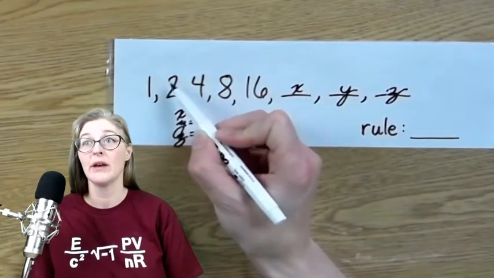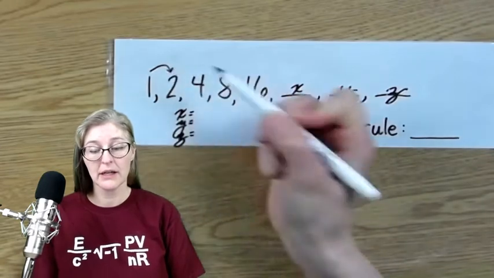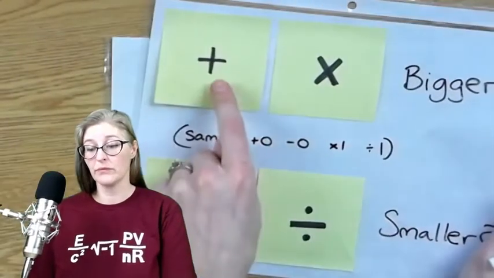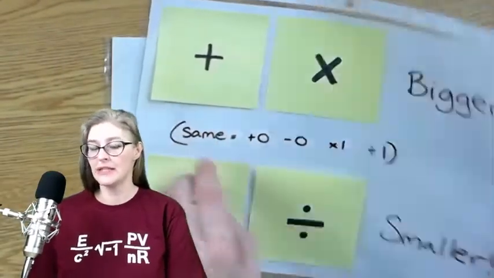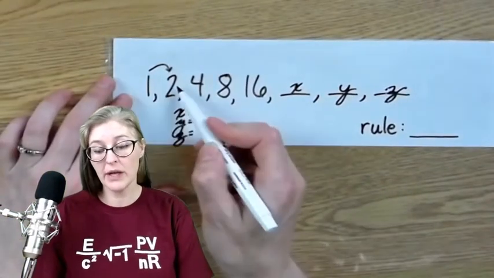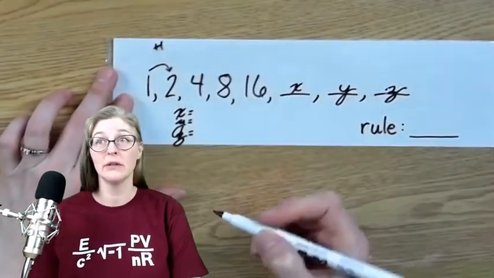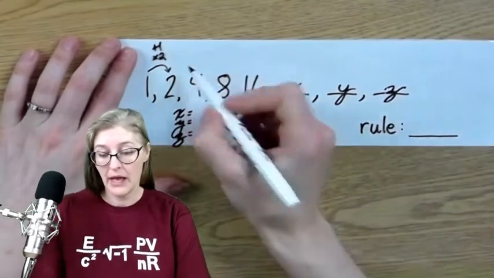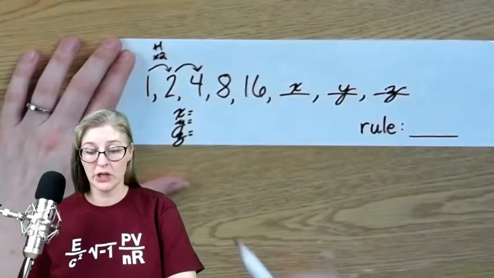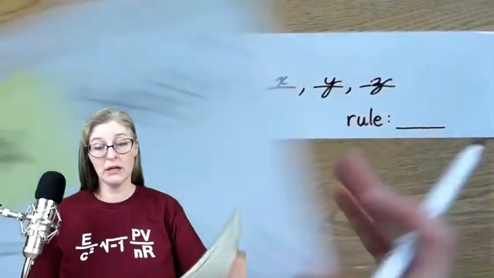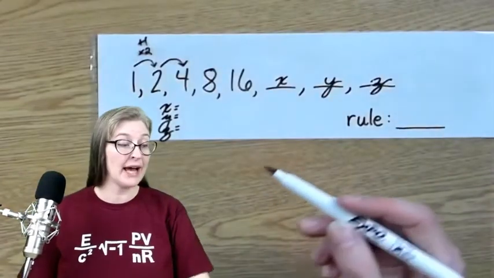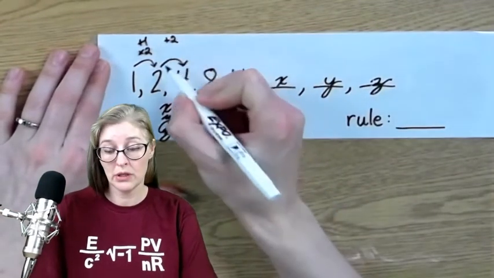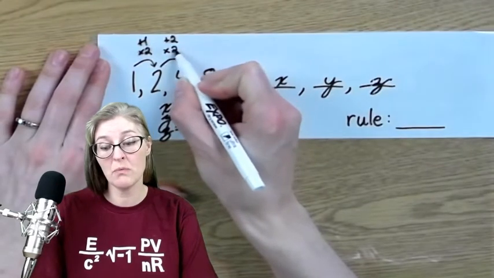So the first thing that I'm going to do is just get started and say, all right, from this term to the next, is it bigger or is it smaller? Well, 1 to 2, that's definitely bigger. I don't know which of these it is yet, though. So to get from 1 to 2, I could add 1, or I could multiply by 2. Now I'm going to go to the next set of terms. Is it bigger or is it smaller? Oh, it's bigger again, so adding or multiplying. To get from 2 to 4, I'm either going to add 2 or multiply by 2.